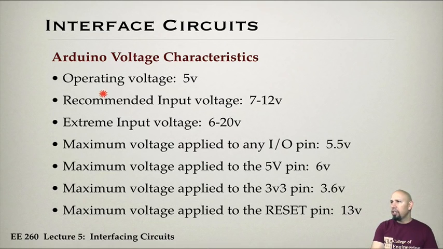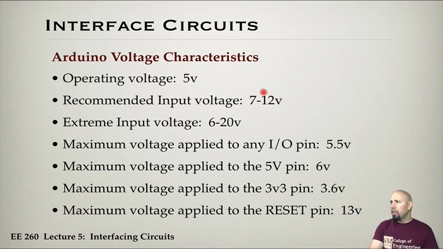Operating voltage is 5 volts. That's what it operates on. It's a TTL level. This is the Arduino Uno. If you go to another Arduino like the Arduino Due, you'll find that it works with 3.3 volts. So a little bit different, but anyway.